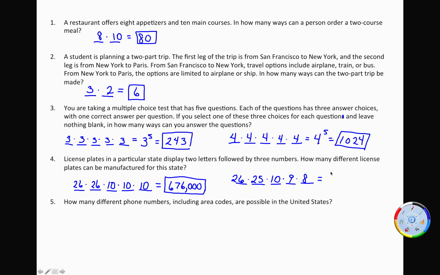Or 468,000 license plates if you can't repeat any of your digits.